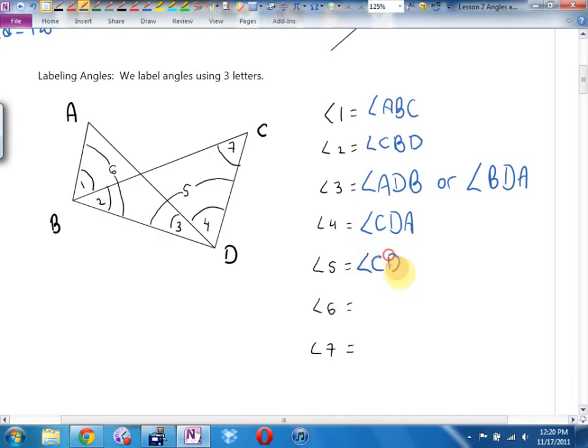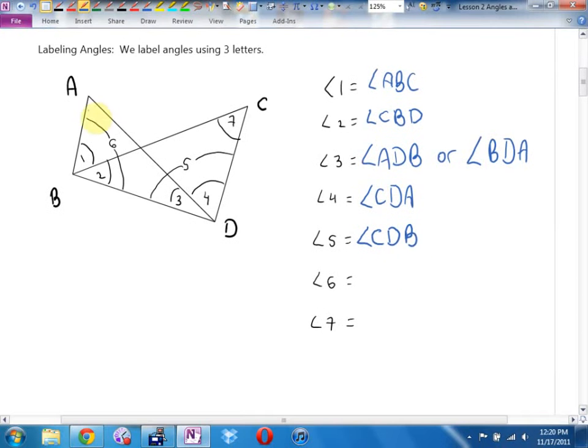Okay. So basically, 3 letters is enough for us to figure out exactly which angle they're talking about, as long as you can read it properly. So you have to realize, start on the first letter, trace your pencil to the vertex, trace back to the 3rd letter. That's how you know which angle it is. Now, angle 6, angle ABD or DBA.